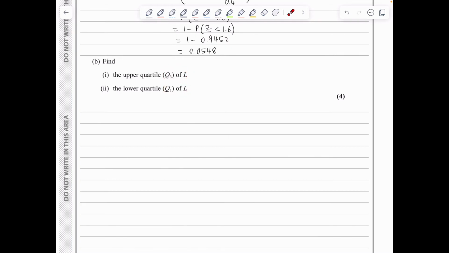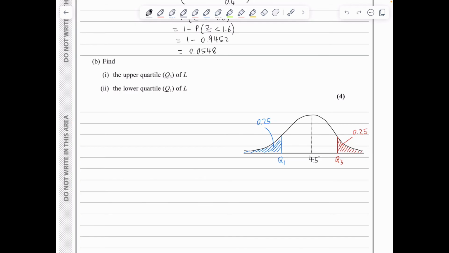In part B, we are asked to find the upper quartile Q3 and the lower quartile Q1 of L. It makes sense to start by drawing a bell-shaped curve. The center is at 4.5, the mean, and Q1 is that value that leaves 0.25 of the distribution on the left-hand side, whereas Q3 is that value which leaves 0.25 on the right-hand side.